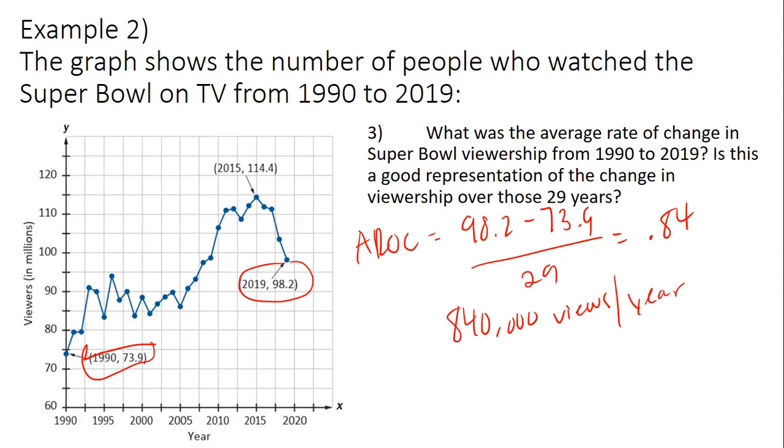Was it over the whole span? It would make sense if we didn't have this right here. After Tom Brady lied to us all, what happened to viewership? It actually went down. So this would have been a pretty accurate estimate of increase per year. However, we have this huge decline right here. So is this a good estimation? No, it's probably not a great representation, and that's because of the decrease from 2014 to 2019, and notice that this was prior to COVID.